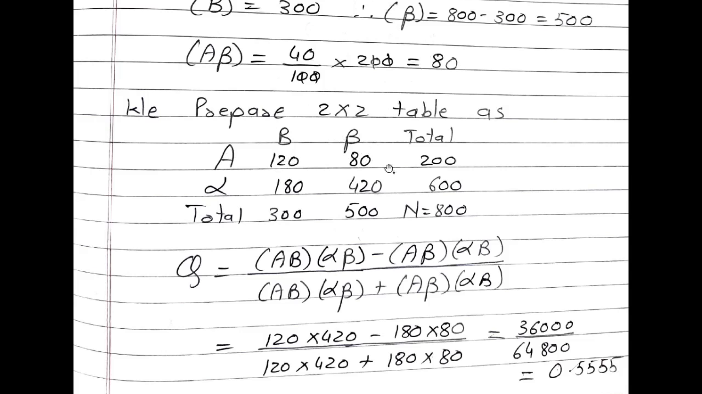Now we can find the remaining values. 200 minus 80 will give you 120. 300 minus 120 will give you 180. 600 minus 180 will give you 420.